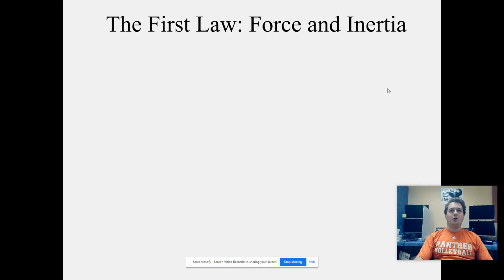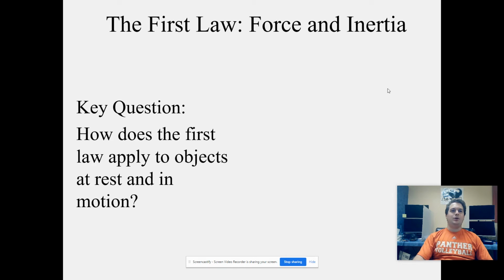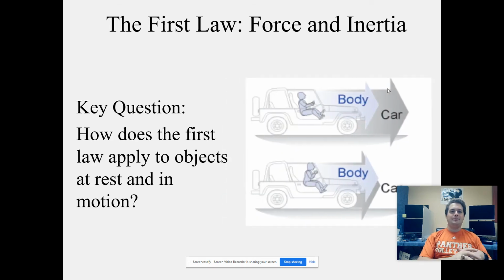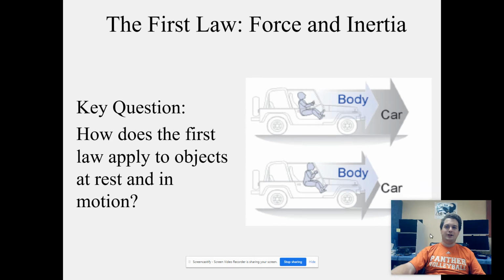The first law, force and inertia. Our main question and idea for the day is, how does the first law apply to objects at rest and in motion? Okay, so that's the goal. What we're going to cover here today, how does it apply to these two groups? Cool.